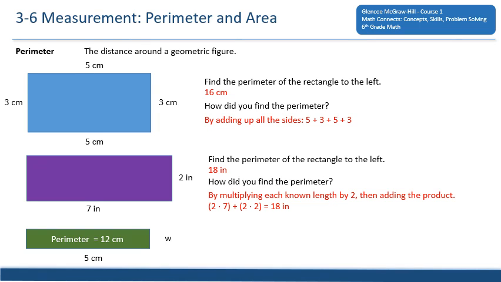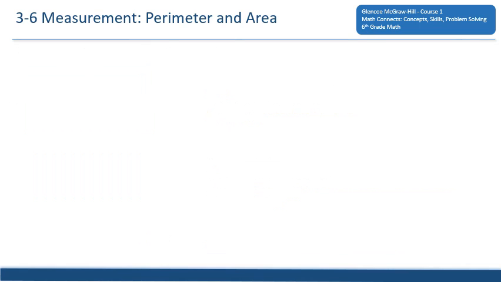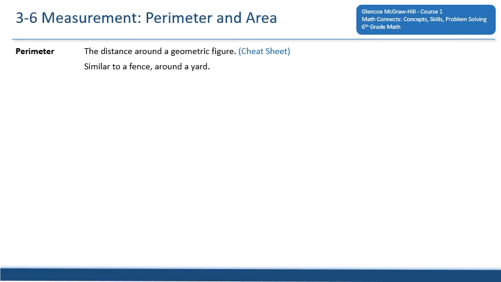So the perimeter equals 12 centimeters, and we have 5 centimeters. Figure out the length of W. It's 1 centimeter. Perimeter, the distance around a geometric figure, similar to a fence around a yard.